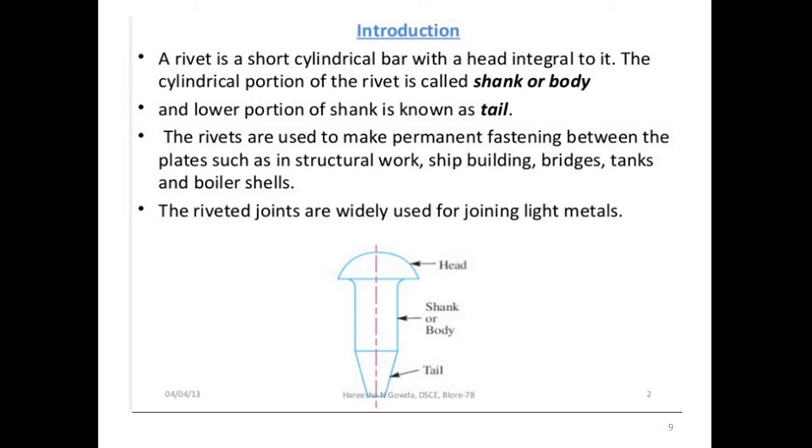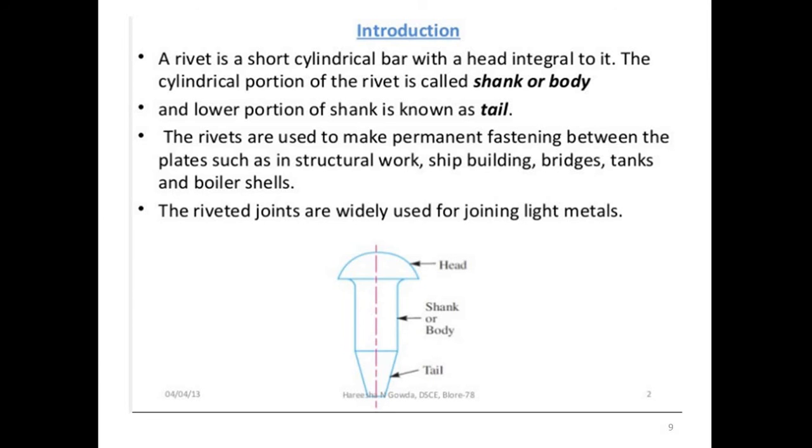This rivet is a short cylindrical bar with a head integral to it. The head is shown here. The cylindrical portion of the rivet is called the shank or body, and the lower portion of the shank is called the tail. The rivets are used to make permanent fastening between plates such as in structural work, shipbuilding, bridges, tanks and boiler shells.